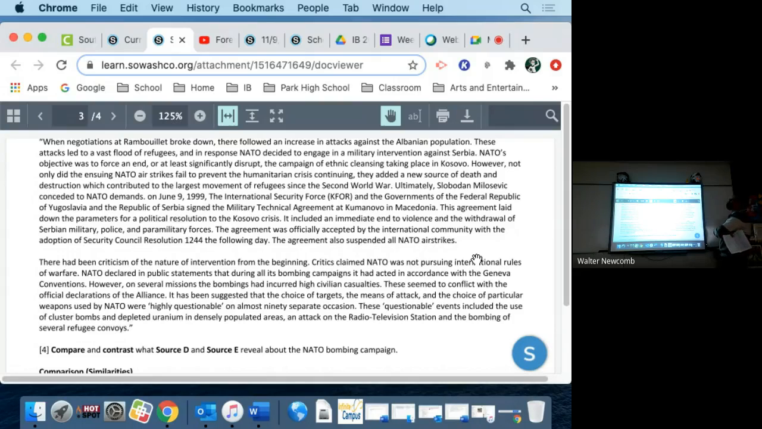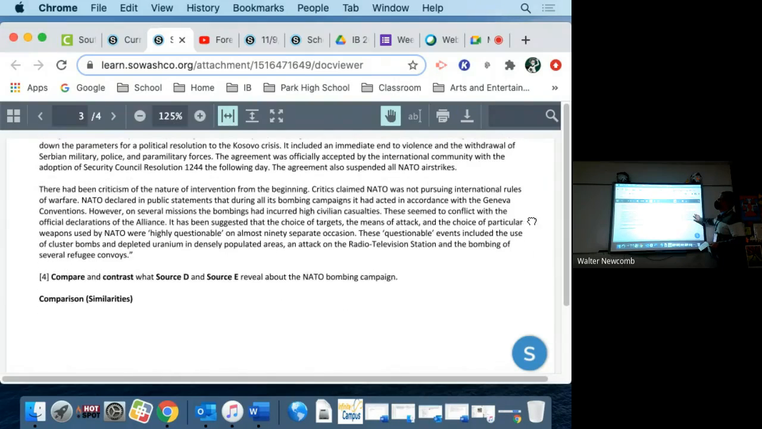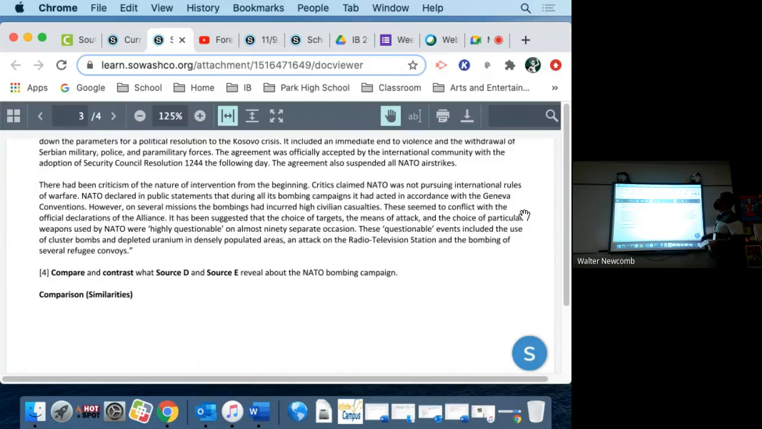The KFOR and the government of the Federal Republic of Yugoslavia, FRY, and the Republic of Serbia signed the military technical agreement in Macedonia. This agreement laid down the parameters for political resolution to the Kosovo crisis. It included an immediate end to the violence and withdrawal of Serbian military, police, and paramilitary forces. The agreement was officially accepted.